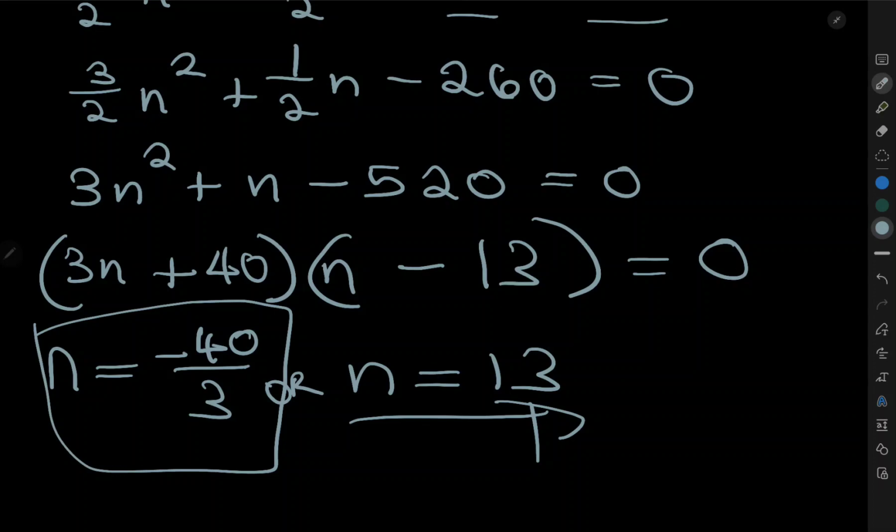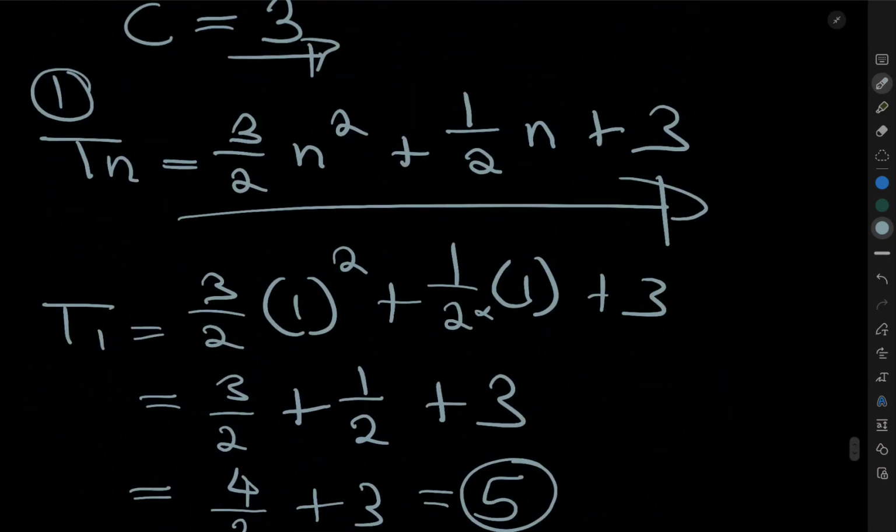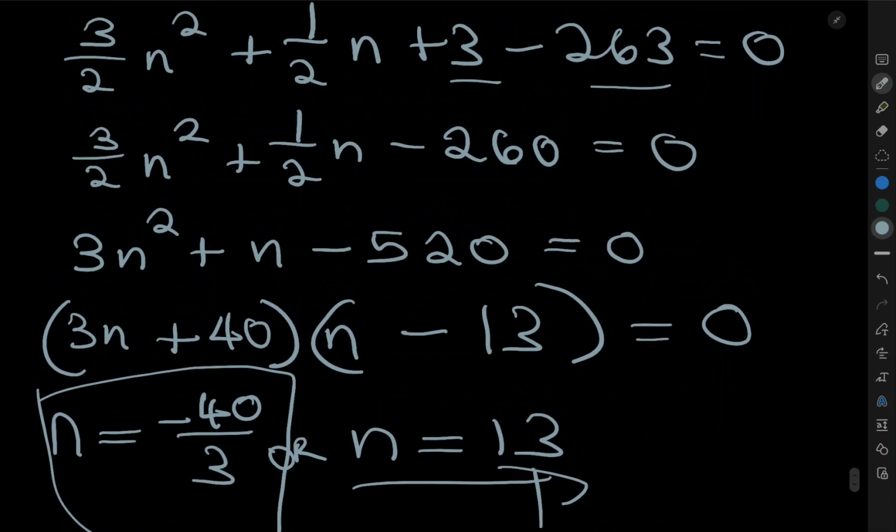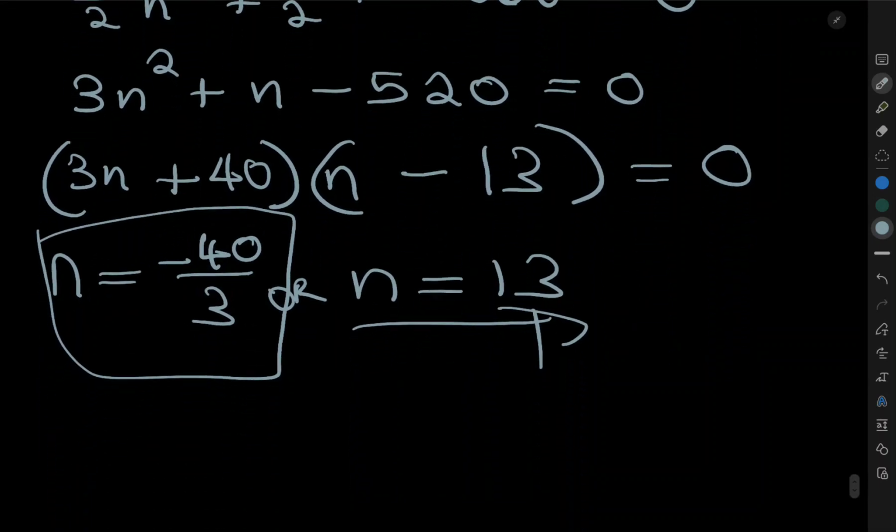So what we're saying is that the nth term, the value that in this case was 263, the value of the nth term is minus 40 over 3. That's like calculating distance, right? We're saying from one point to the other, we have a value of negative 40 over 3. That's not really possible, because the moment we start traveling, we're adding. So we'll never get a negative value. We'll always get a positive value. So this value doesn't really make sense.